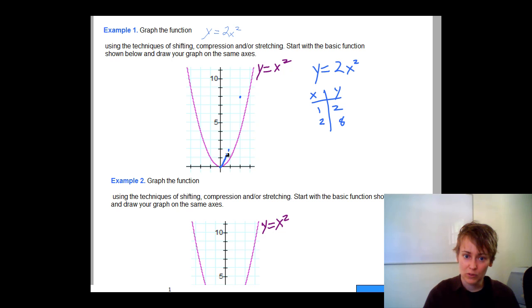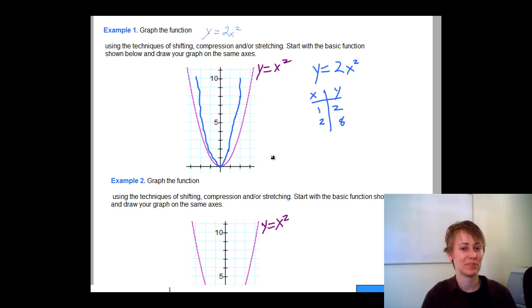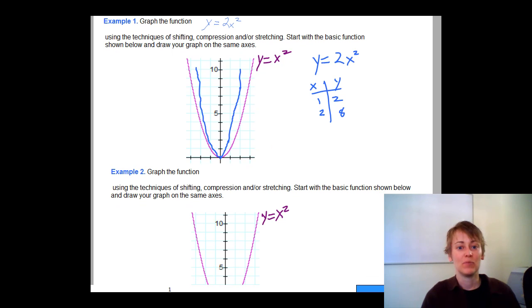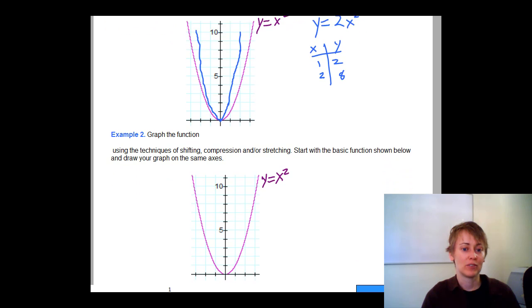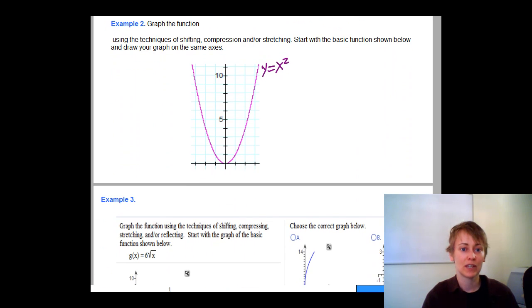So I'm going to draw this new graph. Okay, sorry about that, but it's basically a parabola that's stretched up. Wow, that's horrible, but I think you see the point. It's just stretched up. Okay, so that's the answer to that one. It's the blue graph. Now let's talk about the next one.